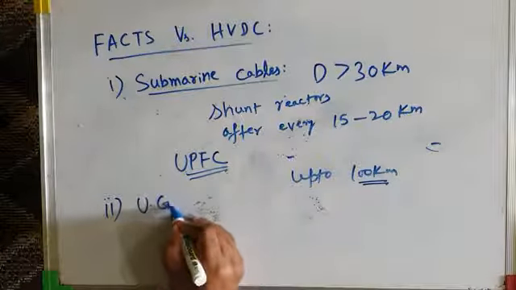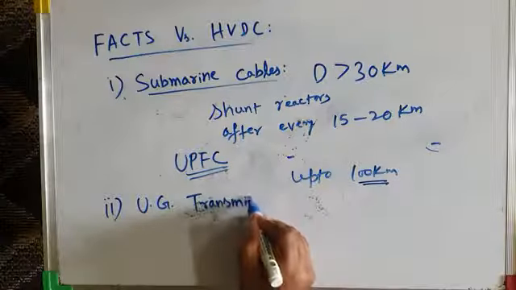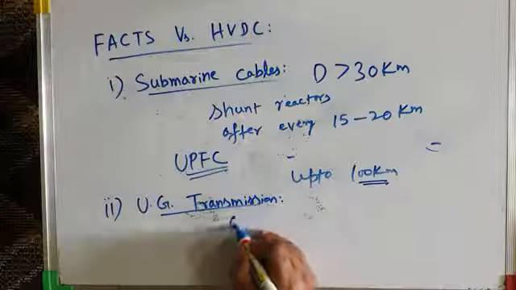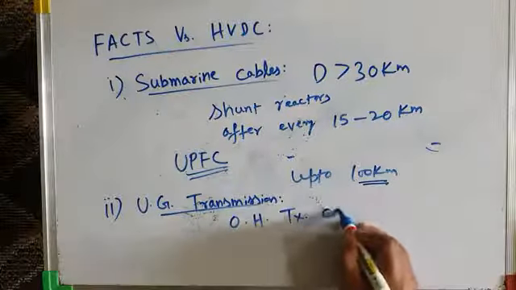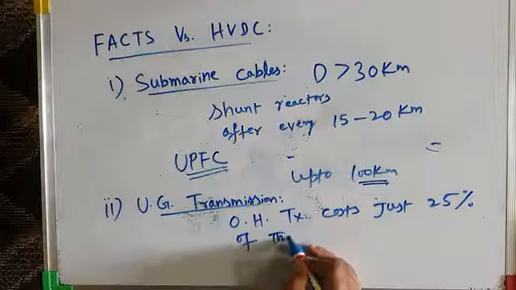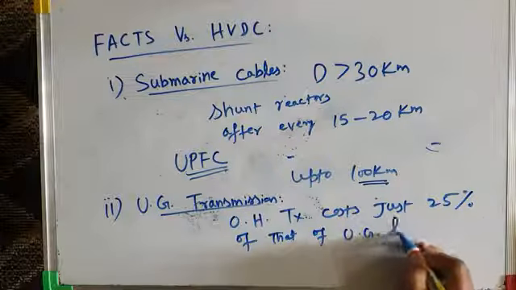Second is underground power transmission. I already told you that if you go for underground power transmission, it's not possible to have AC underground power transmission, again because of large charging currents, large reactive power. However, we can go for HVDC power transmission through underground cables. But the problem is that underground power transmission is very, very costly. Overhead power transmission costs just 25% of that of underground long distance transmission.